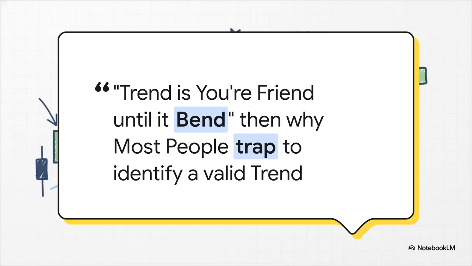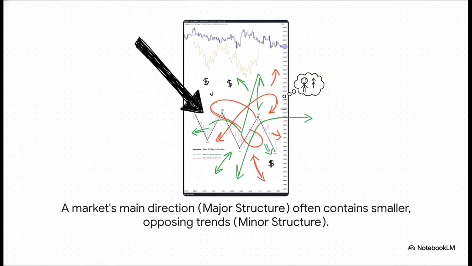Well, according to this concept, the answer is all about telling the difference between the market's main direction and all the little bits of noise happening inside of it. And this image here shows you exactly what I mean. See that black line? That's the major structure, the big overarching downtrend. But inside that huge move down, you see all those smaller little swings up and down? That's the minor structure. And according to this theory, that is exactly where traders get trapped, because they mistake a small pullback for a whole new uptrend.